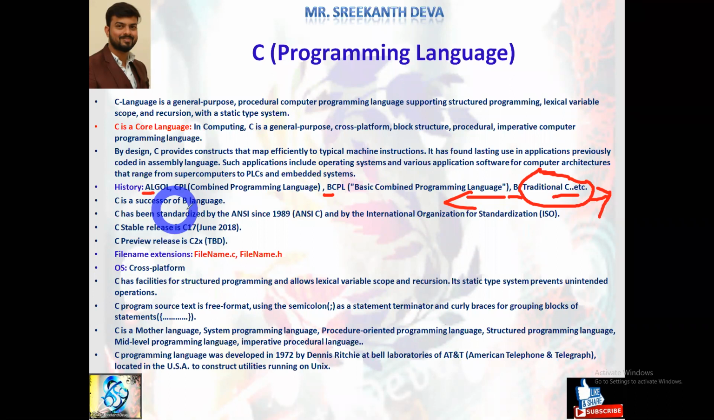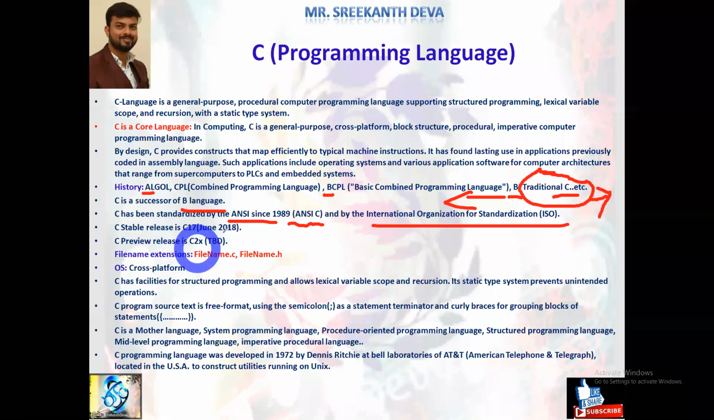C is a successor of B language. Before C language, B language was there. C is an improvement version or advanced version of B language. C has been standardized by ANSI, American National Standards Institute, since 1989. That is called ANSI C, and also by the ISO, International Organization for Standardization.